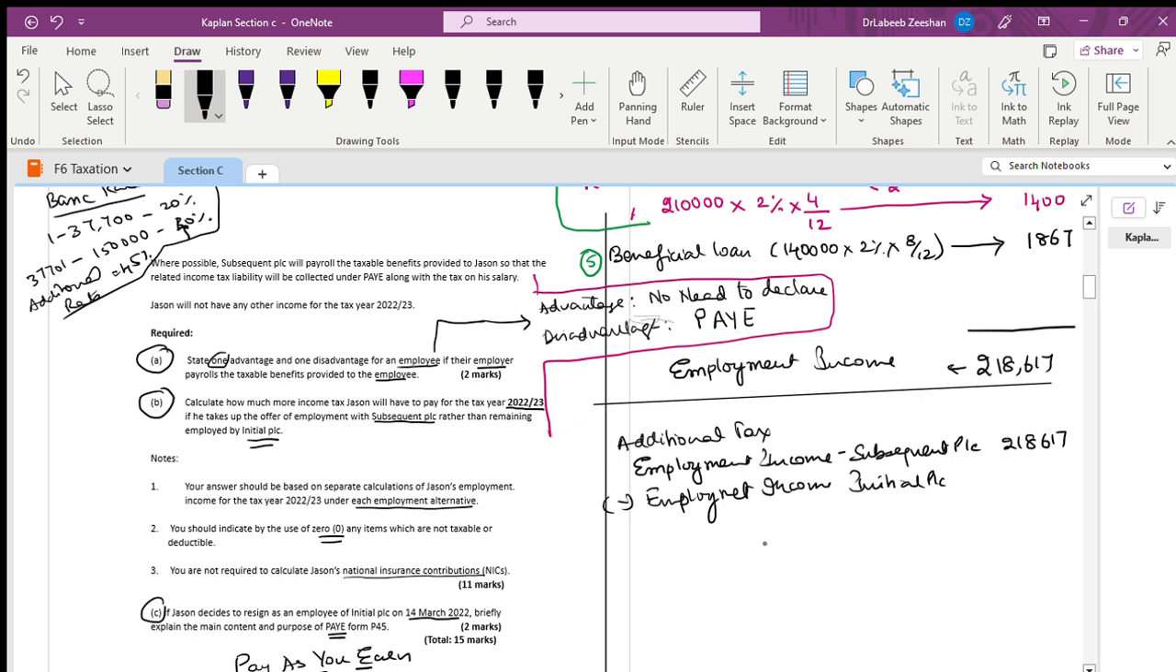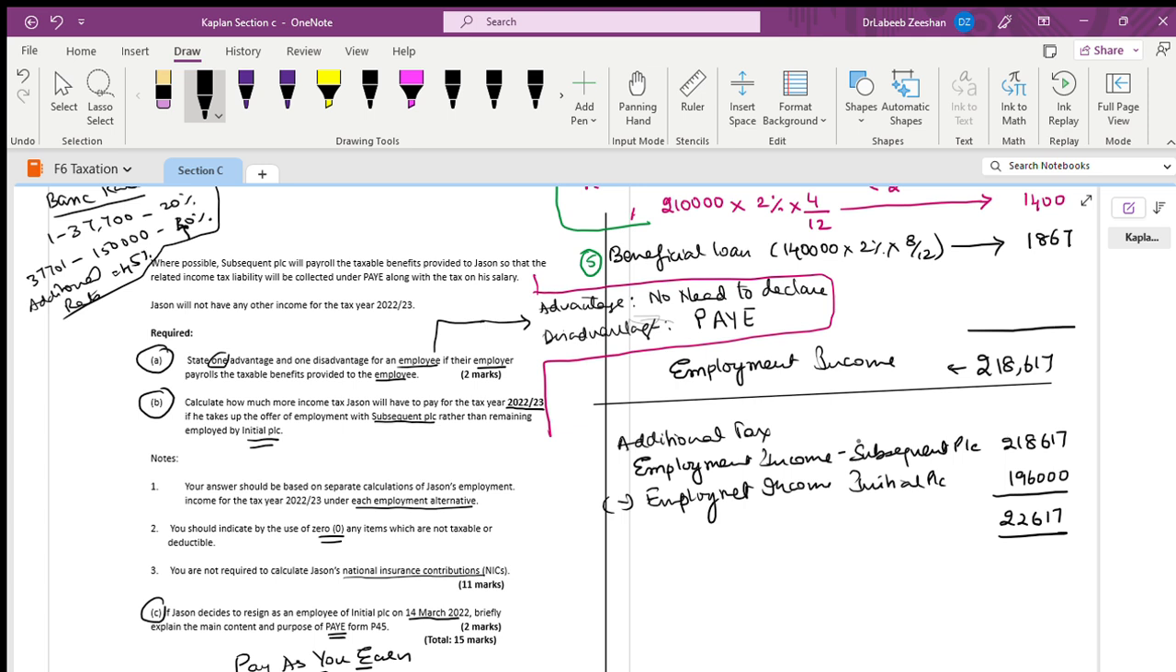Initial PLC, 196,000. How much is there? 196,000. What is the difference? How much is it? 22,617. Okay. Yeah. 22,617. Is it right? Write down very clearly.